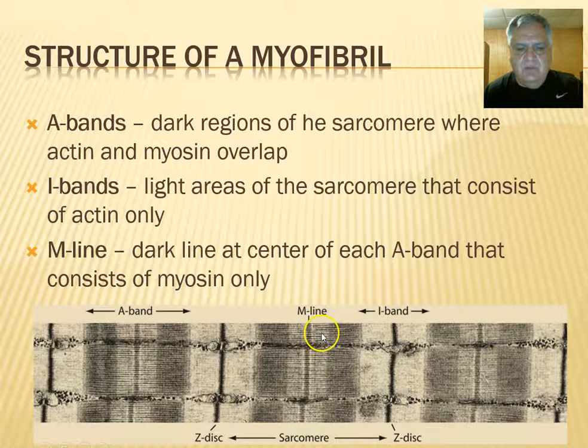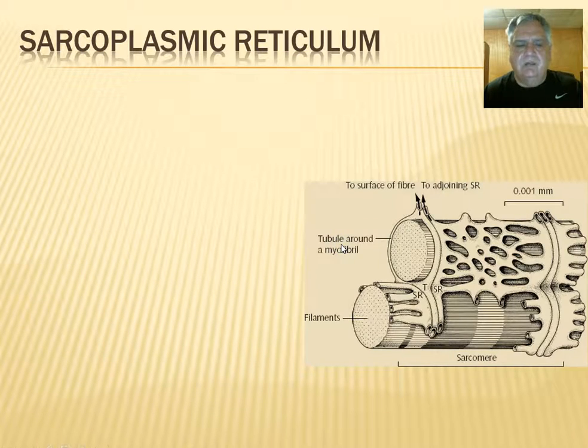Here, the myosin's a little bit thinner, so it's not quite as dark. Here, the myosin and actin overlap, so it's darker. And then we get lighter again because this is only the actin, where it extends out and attaches to the Z disc. Okay, so looking at those regions of the myofibril and within the sarcomere itself.